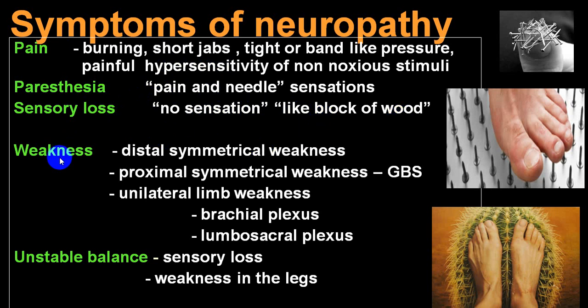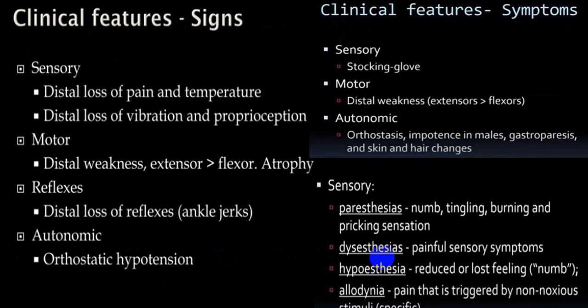If the motor system is involved, you get weakness. Distal is more as compared to proximal. Usually it is distal and symmetrical. In GBS, it can be distal with proximal. It can be unilateral limb weakness, classical in case of a brachial plexus or lumbosacral plexus. And unstable balance, that is posterior column involvement, mainly because of the large fibers getting involved in case of subacute combined degeneration, or nutritional deficiency, etc.